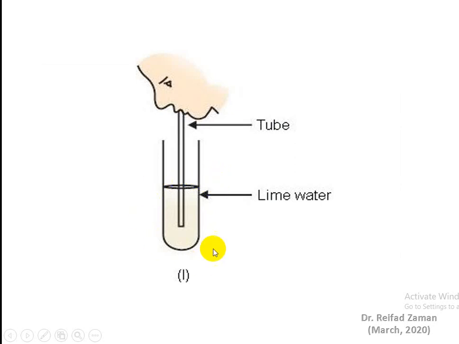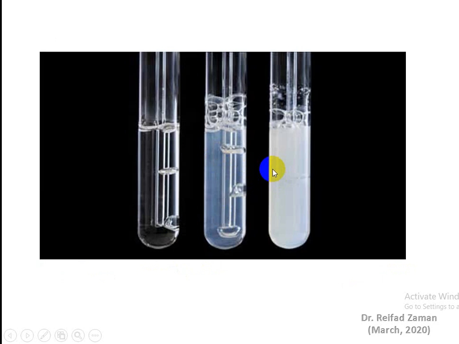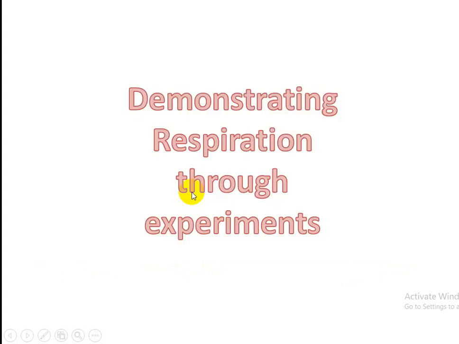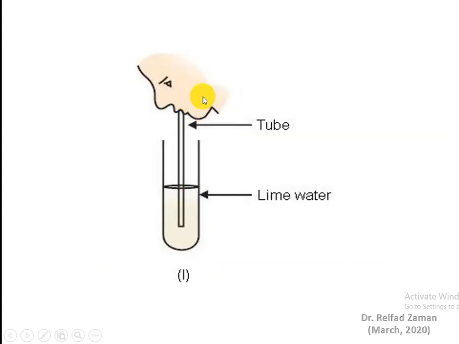So the question is, why did the clear lime water suddenly turn milky? Like we have already said, this can only happen if carbon dioxide is added to the lime water, meaning that when you are breathing, carbon dioxide from your body is going into the lime water and the lime water is turning milky. So this experiment conclusively proves that respiration inside our body produces carbon dioxide.